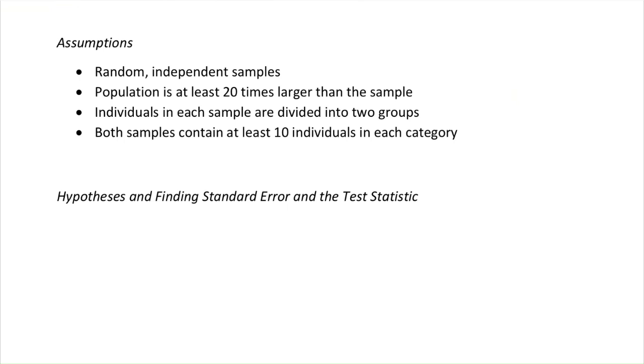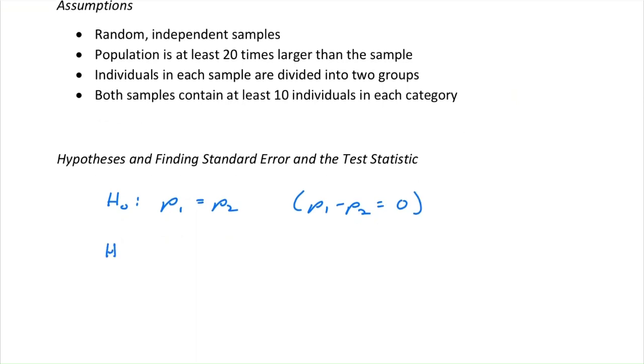So we're going to start, as always, after we go through the checks, with our hypotheses. So here, like the mean, we're going to assume that the proportions are the same, or if you'd like to think of it this way, that the differences are 0. And then the alternative, as always, is that P1 is either less than, greater than, or not equal to P2.